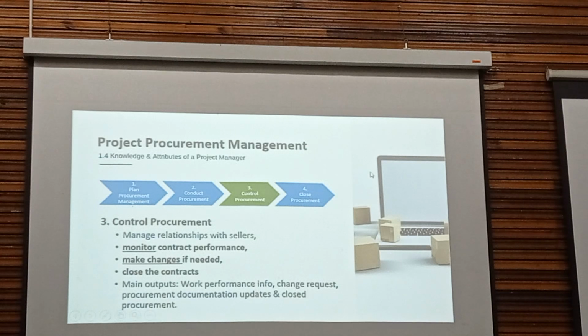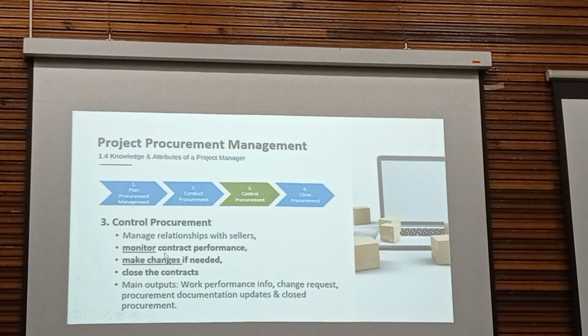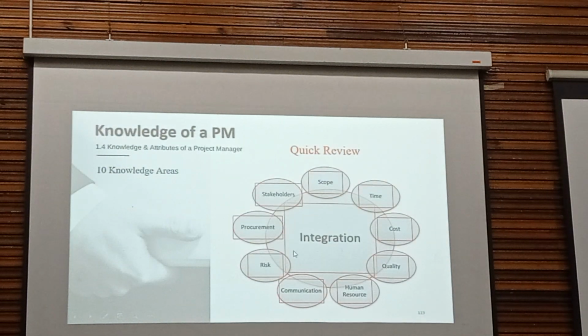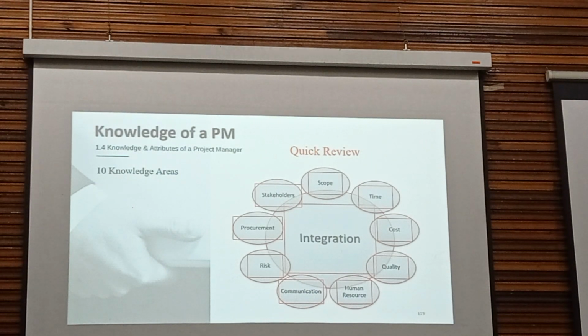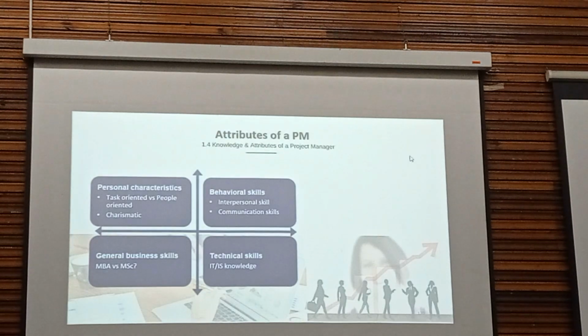Okay, so control procurement involves monitoring contract performance. Make sure that the contractor is doing the job in a quality manner. Make changes if needed, and when the job is finished, close the contract. Okay, just a quick review. These are the knowledge areas that a project manager needs to have.